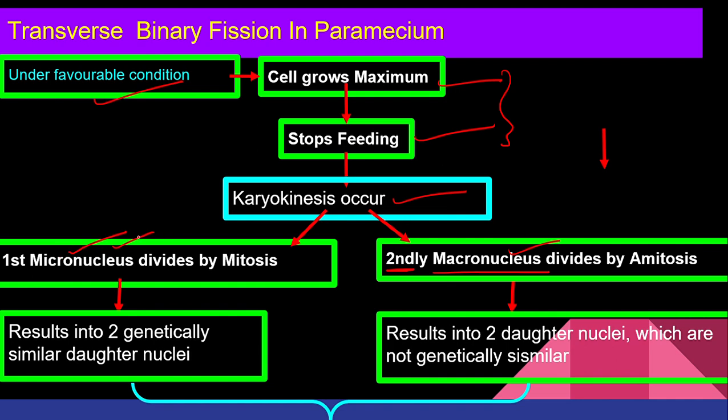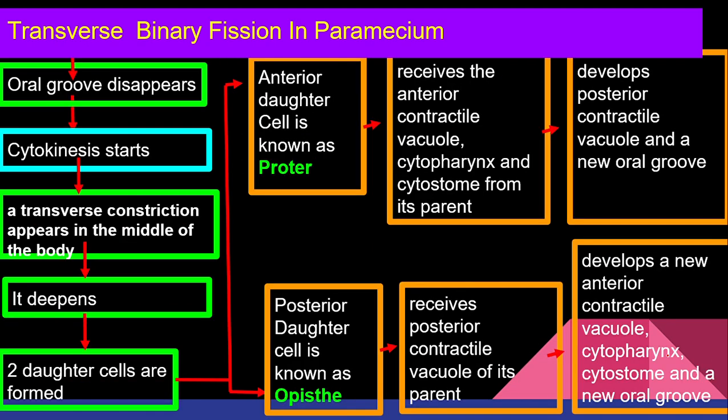So first the micronucleus is going to divide, which leads into two genetically similar daughter nuclei, because all the cell cycle process is being followed for the division of the micronucleus, right? It occurs through mitosis. But when we talk about the macronucleus, it occurs through amitosis. None of the cell cycle division is followed. Randomly there will be the cleavage and division of the nucleus, which results into two daughter nuclei which are not genetically similar.